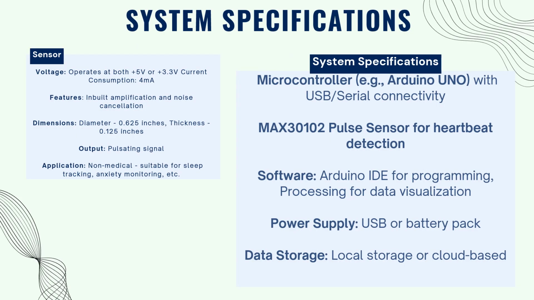The specifications of our system are as follows. We've used an Arduino UNO board as a microcontroller, a MAX 30102 pulse sensor for heartbeat detection, Arduino IDE for programming, processing for visualization of data, and a USB or battery pack for power supply. For data storage, local storage or cloud-based storage was used.